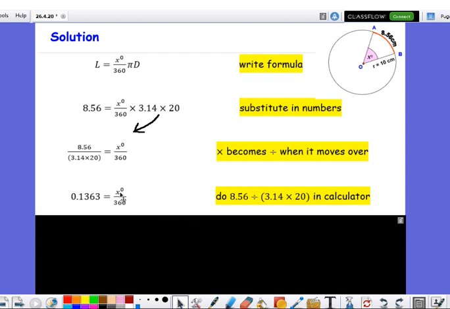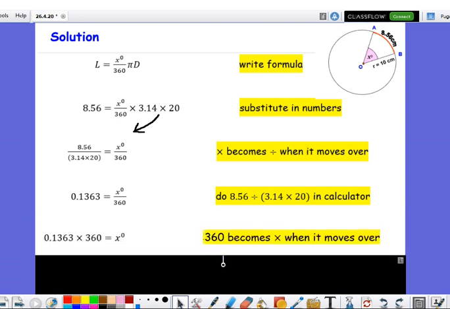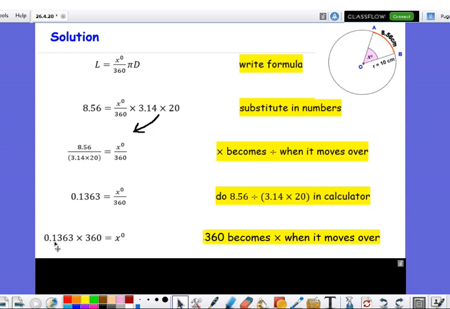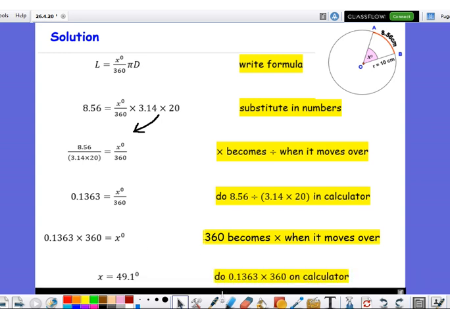Still not finished there. We know x divided by 360 is this number. We want to find the angle. So what we do is the 360, you can either think of you're multiplying both sides by 360, or the 360 is divide and it moves over and it becomes multiply. Either way, angle x will be 0.1363 times 360, and that should work out. Your angle is 49.1 degrees.